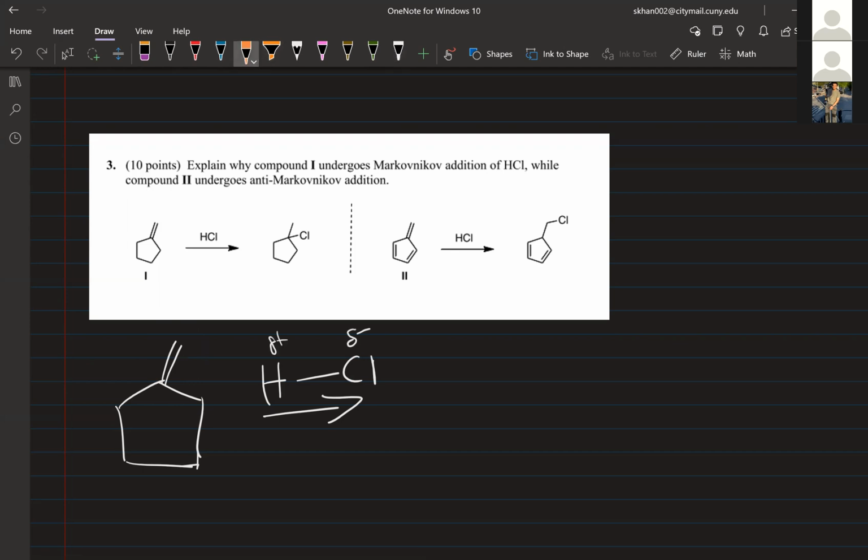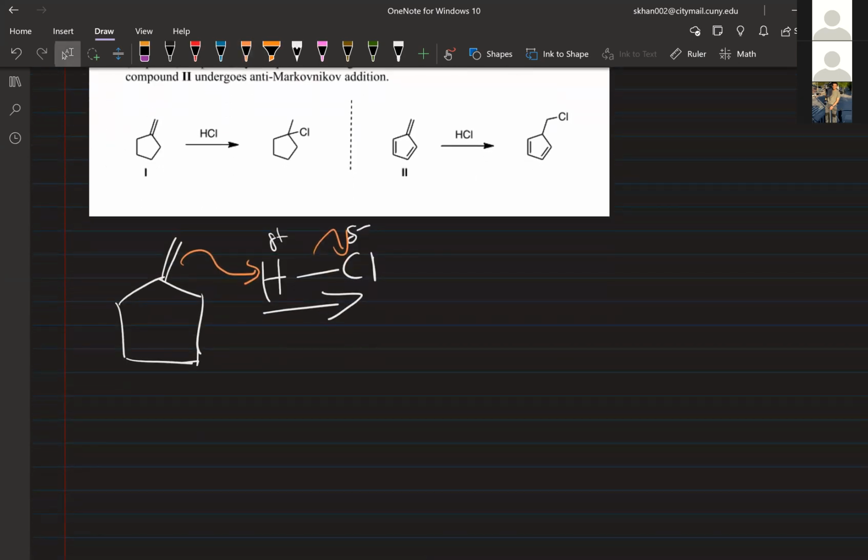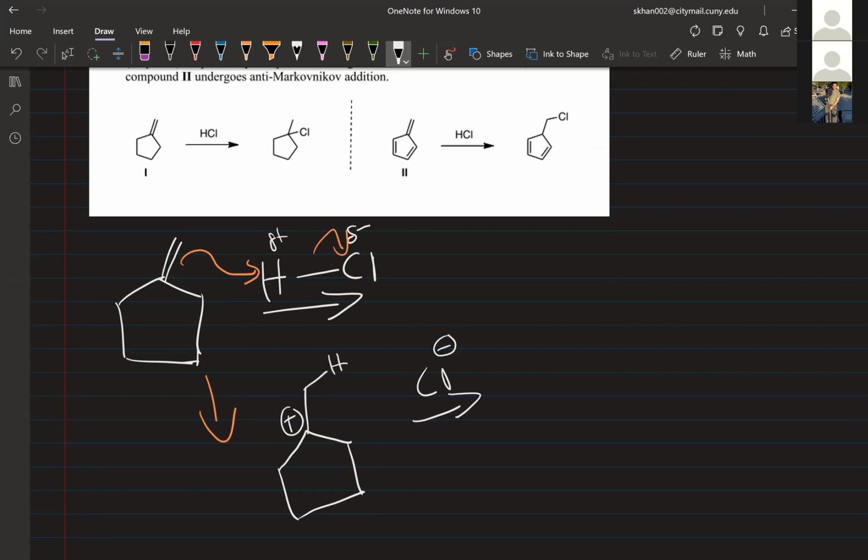So the place that has electron density is going to go to the place that doesn't. This gets its electrons, right? Even if you don't remember the mechanism, you could always logically work it out based off electron flow and where electrons are. So now you can do that. We get our intermediate that looks like this. Say the H is here, this is a positive charge. Now Cl comes in, and you get your product. So you just show the mechanism.